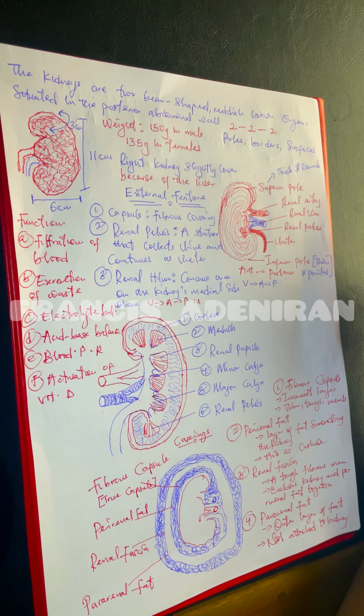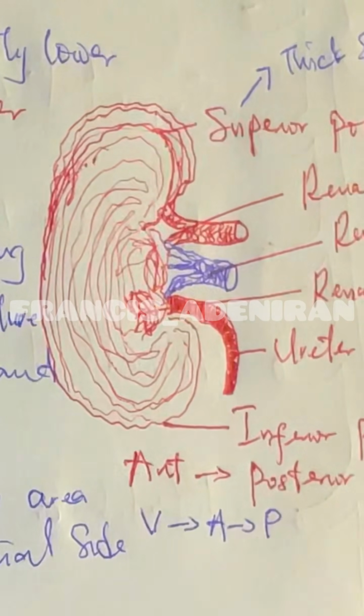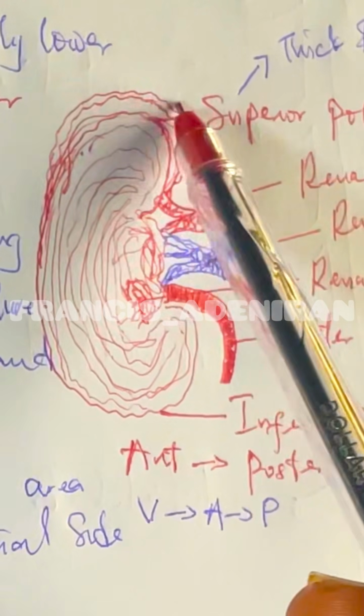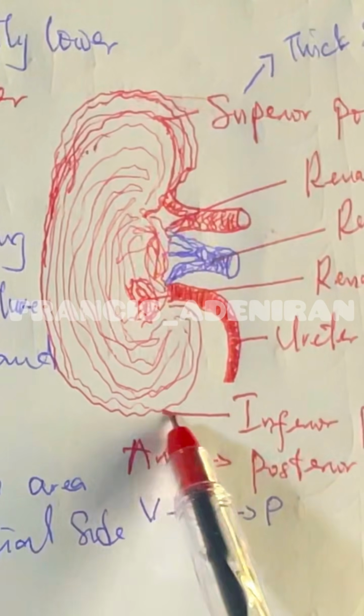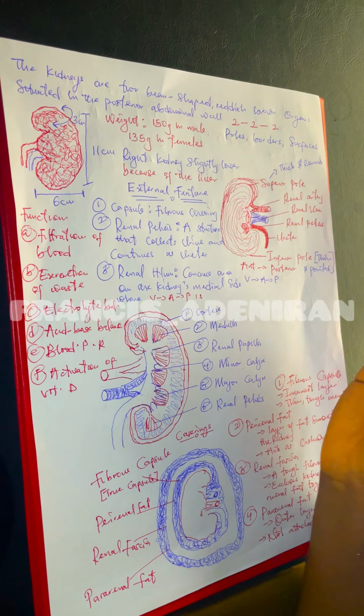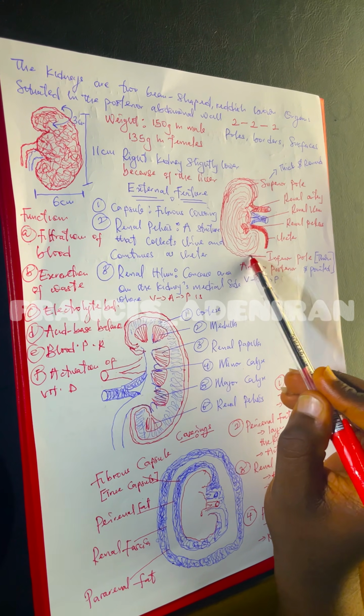Now, the kidneys have two poles, two borders, and two surfaces. The poles are the superior pole and the inferior pole. If you check this diagram, you can see the labeling. This part is the superior pole, and this part is the inferior pole.